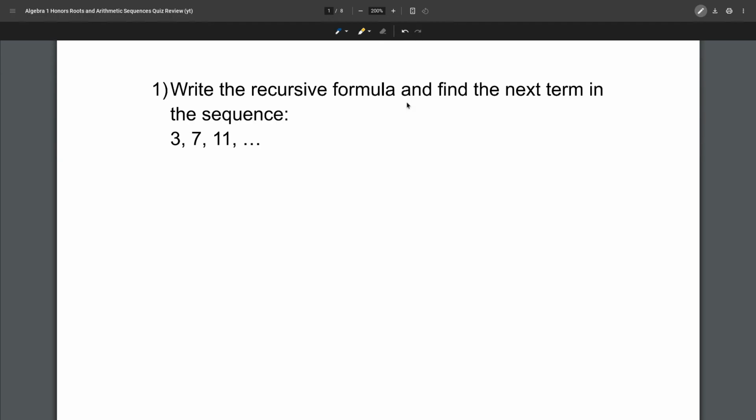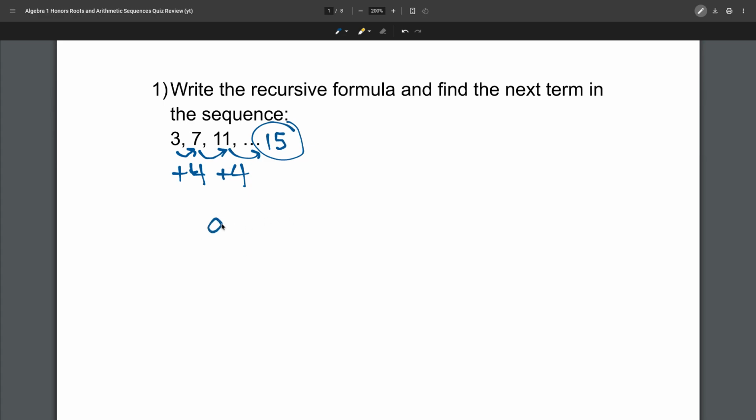It says, write the recursive formula and find the next term in the sequence. First thing we can do is find the next term in the sequence because we're adding by 4 each time here. So if we add 4 again, we're going to get just 11 plus 4, which is 15. So that's the second part of the question. The first part is to write a recursive formula.